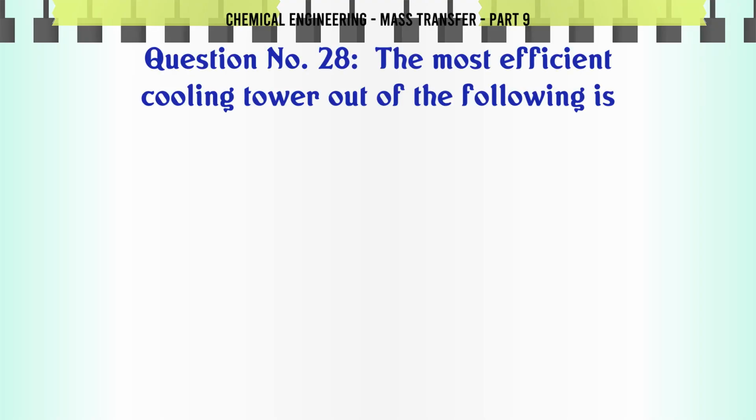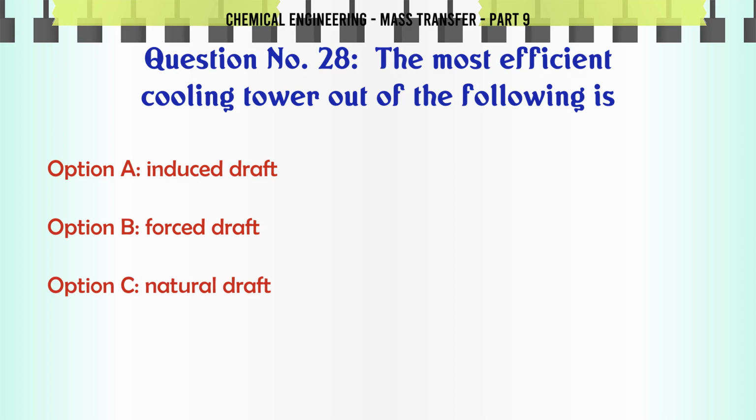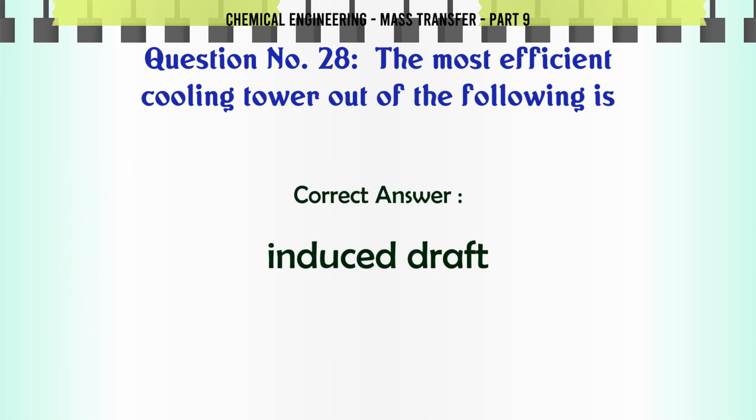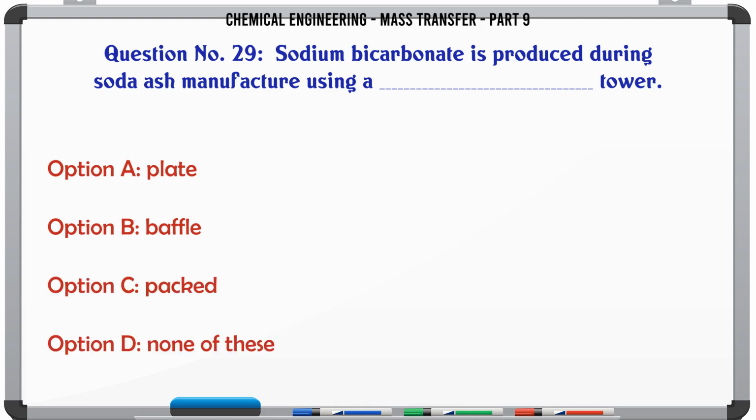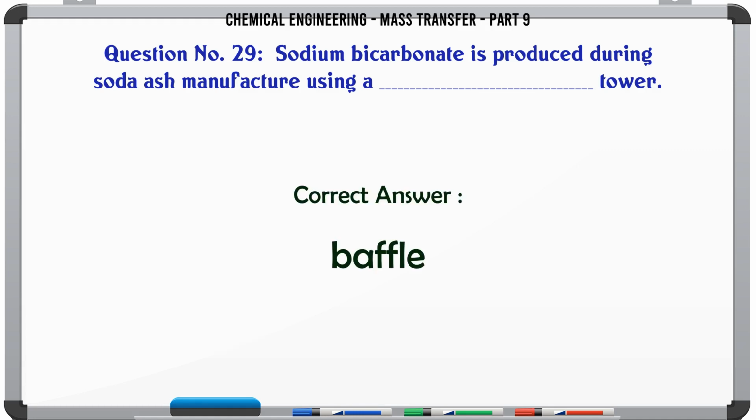The most efficient cooling tower out of the following is A. Induced draft, B. Forced draft, C. Natural draft, D. Atmospheric. The correct answer is induced draft. Sodium bicarbonate is produced during soda ash manufacture using a tower. A. Plate, B. Baffle, C. Packed, D. None of these. The correct answer is baffle.